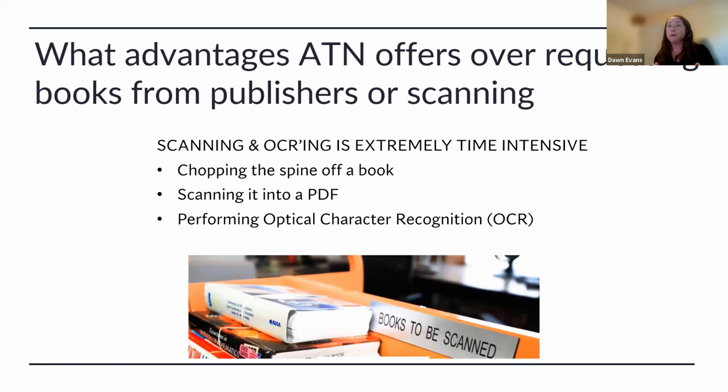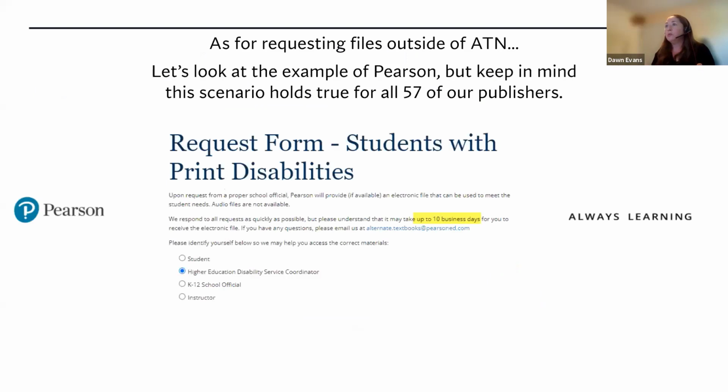Okay, so scenario two is where you're requesting from the publisher outside of ATN. You're either filling out their online form or sending them an email asking them for a file. For this example, I'm just going to use Pearson, because Pearson is a member of ATN. They also have an online form on their website where you can request files.